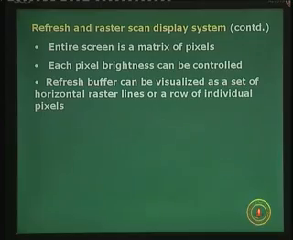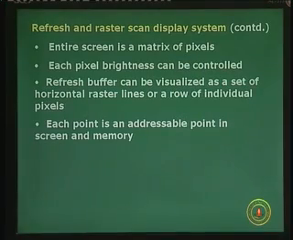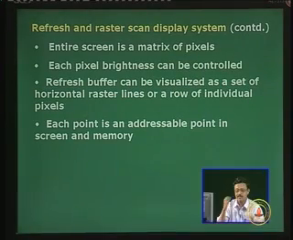We do not bother right now for the vertical columns for the time being, but we assume that in an array or a matrix of pixels, we have horizontal raster lines or rows of individual pixels. That is very important. We will see why we have to consider that rather than vertical columns. Each point on the screen is an addressable point in screen as well as in memory.